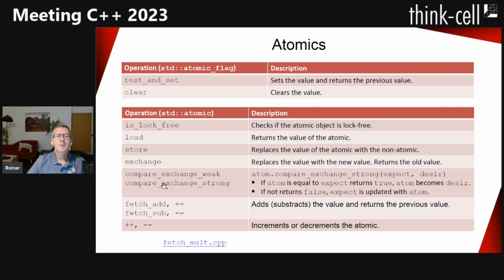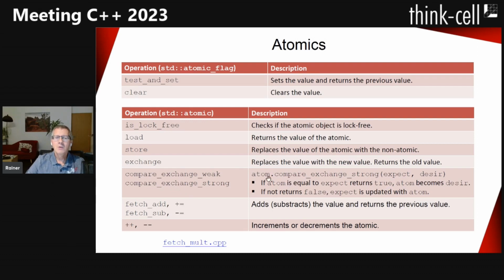Now let me come back to compare exchange strong. This is, I would say, the most important operation we have in atomics. This operation is also sometimes called a CAS operation, compare and swap. But here it's called compare exchange strong. I don't care. So this is how this looks like.